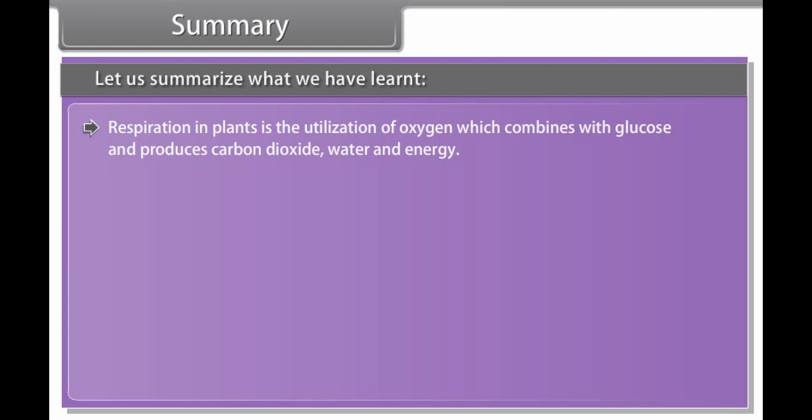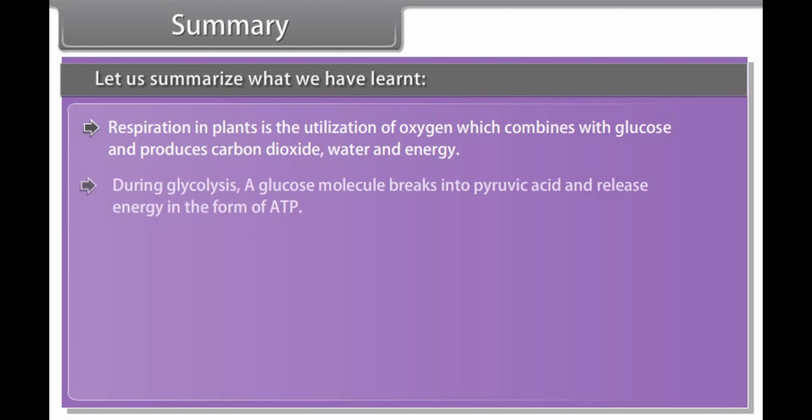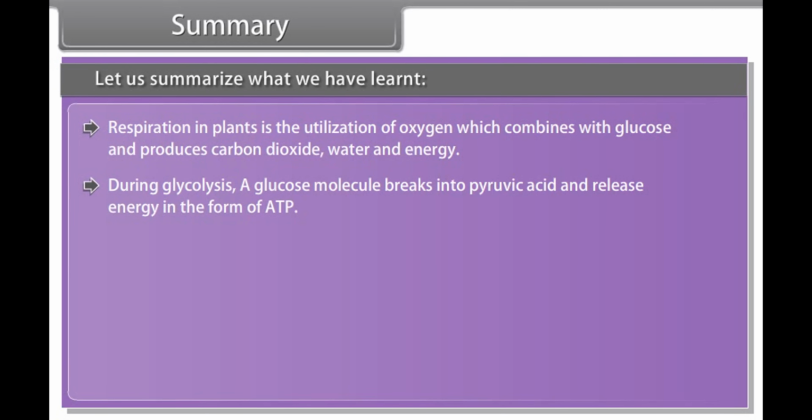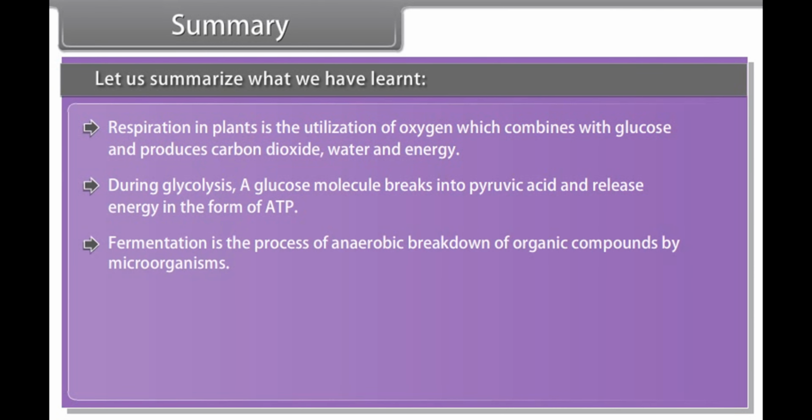Summary. Let us summarize what we have learned. Respiration in plants is the utilization of oxygen which combines with glucose and produces carbon dioxide, water, and energy. During glycolysis, a glucose molecule breaks into pyruvic acid and releases energy in the form of ATP. Fermentation is the process of anaerobic breakdown of organic compounds by microorganisms.